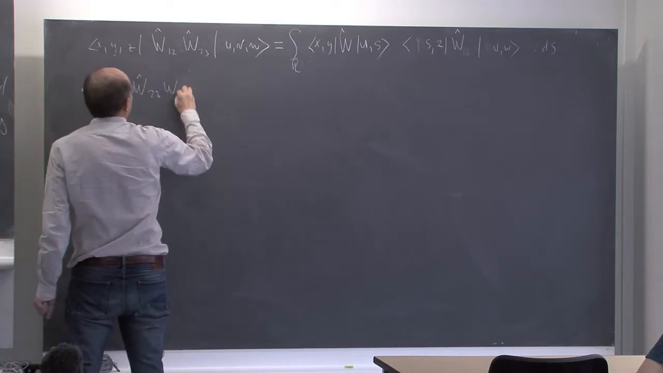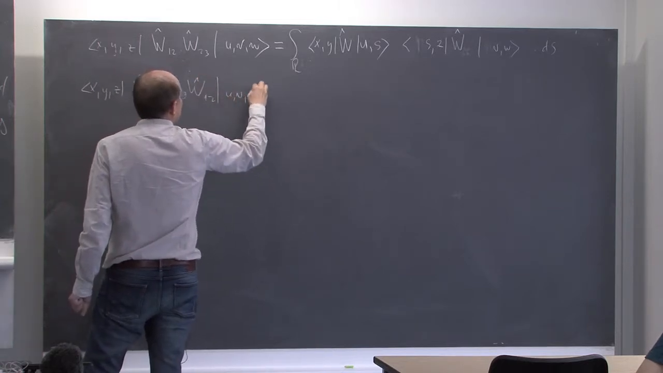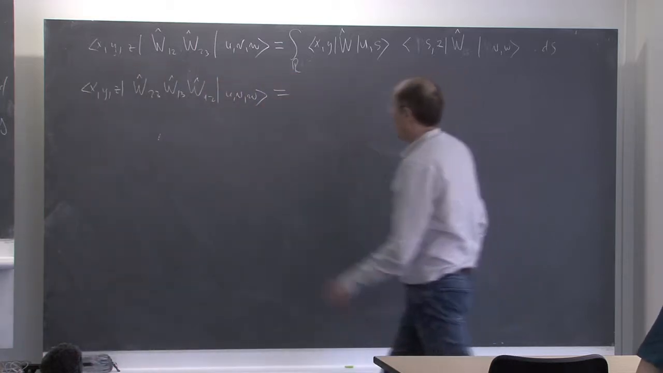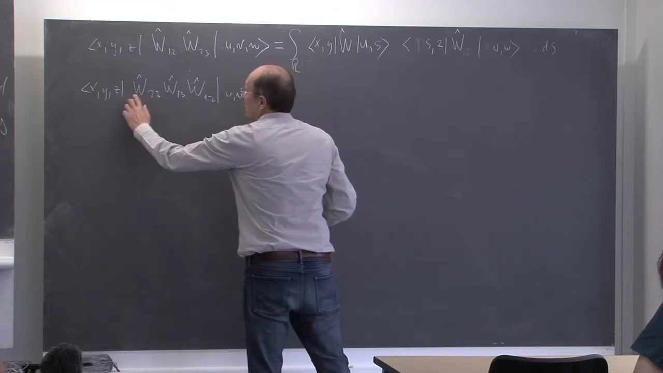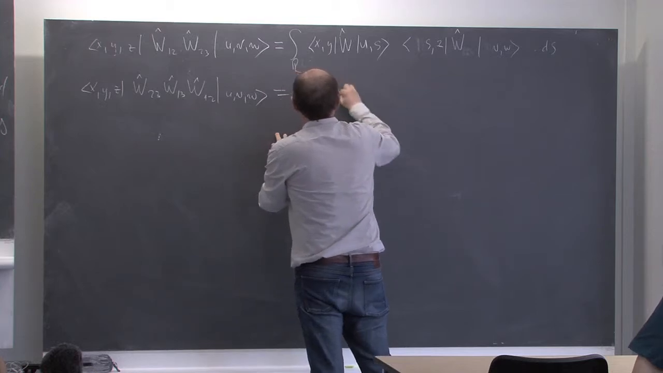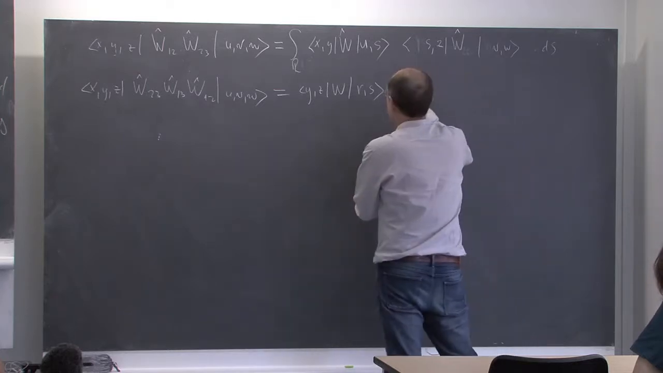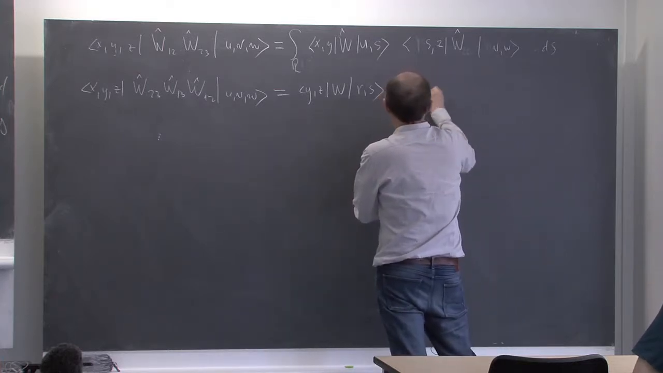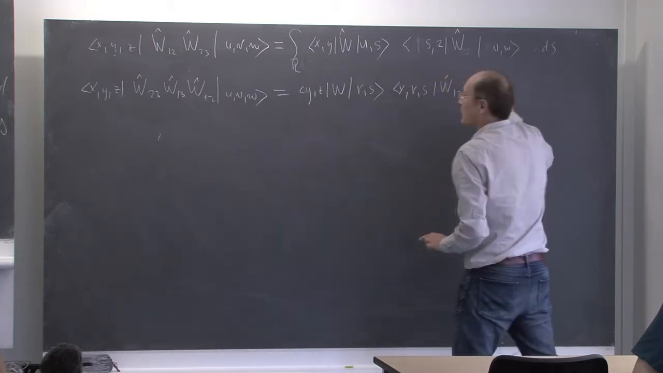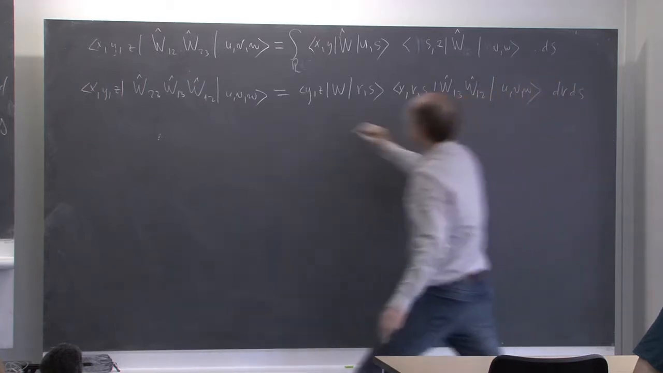W23, W13, W12, U, V, W. And again, let us do this. So it does not touch X. So it is Y, Z, W, R, S. R, S, and here I put X, R, S, W13, W12 hat, U, V, W, dr, ds. So far, a double integral.